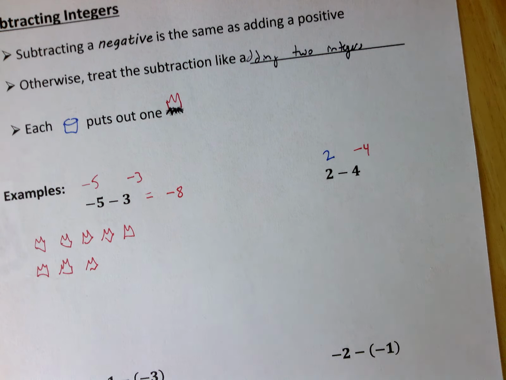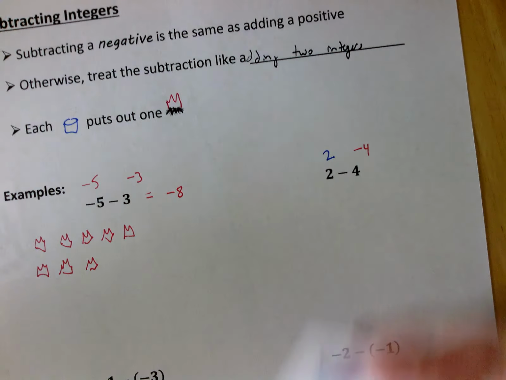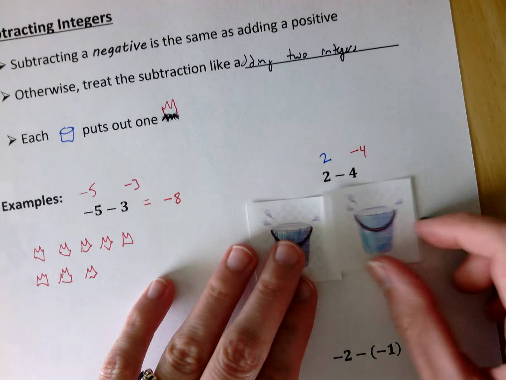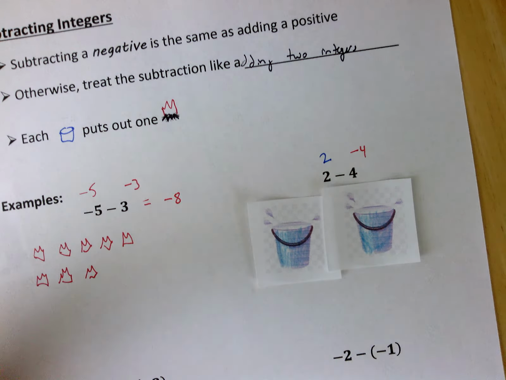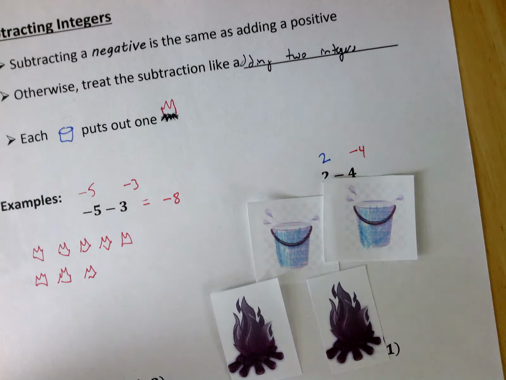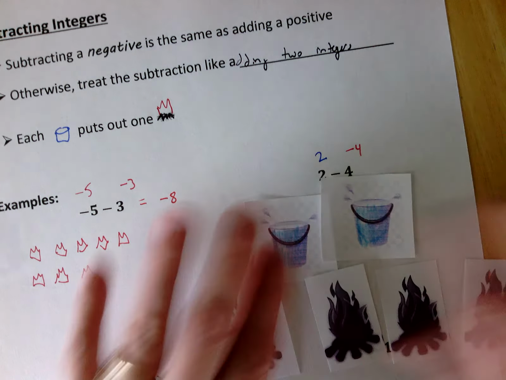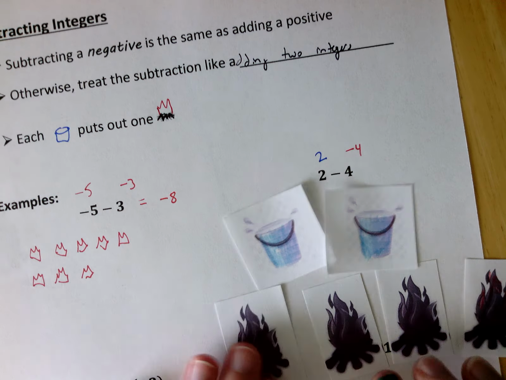And we're just going to combine those together. So what's that going to look like? Well, +2, that means that I'm going to have 2 buckets of water. And then -4, that's 1, 2, 3, 4 fires. Okay, and then what's going to happen?